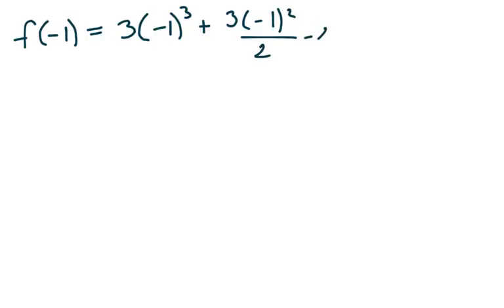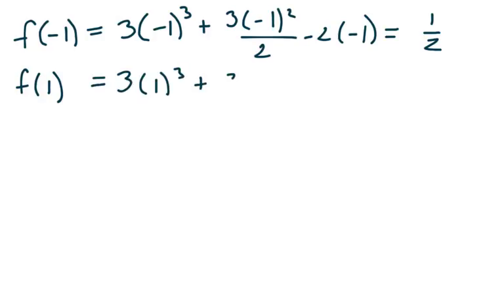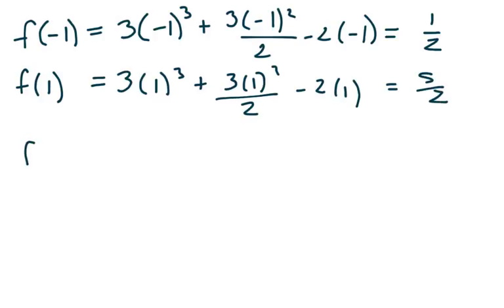So, f of -1, the left endpoint. I'm just plugging in -1 for x. If we evaluate that, we get 1/2. If we also test the right endpoint, the right endpoint gives us 3 times 1 cubed plus 3 times 1 squared over 2 minus 2 times 1. That gives us 5/2.